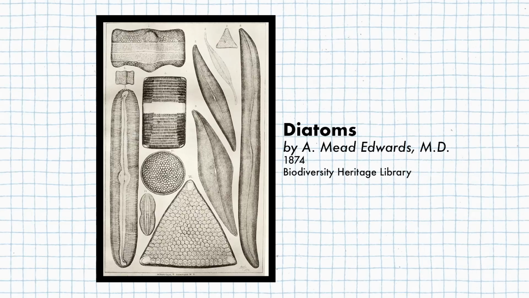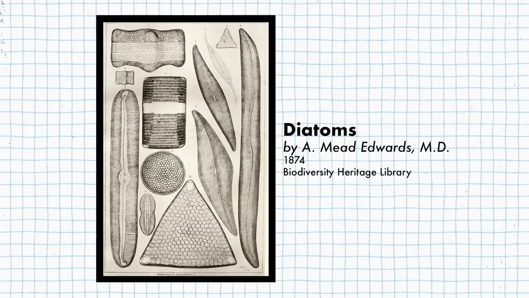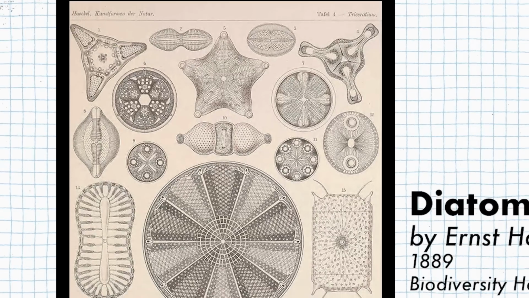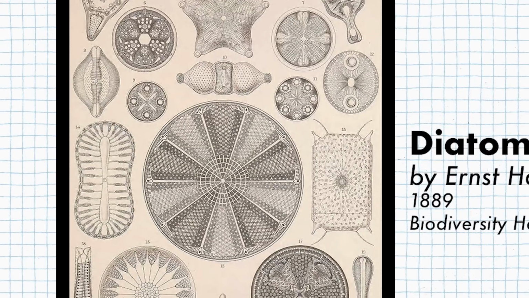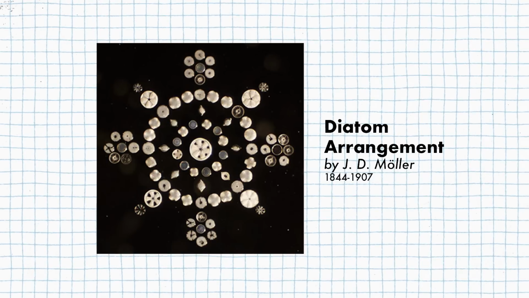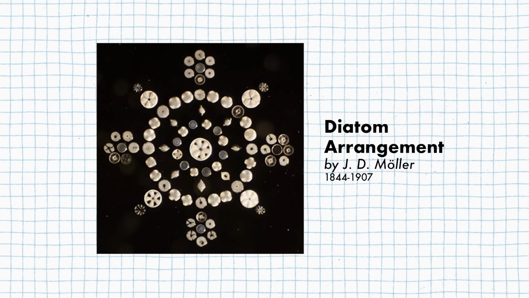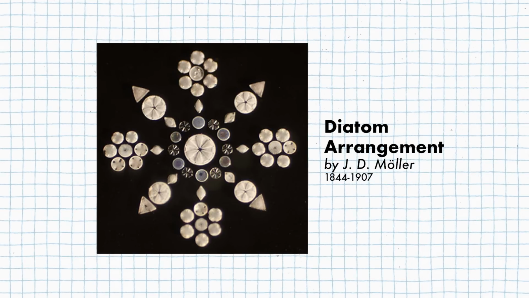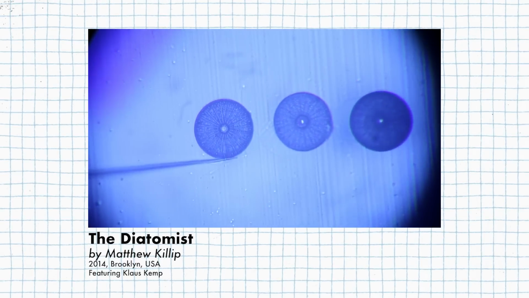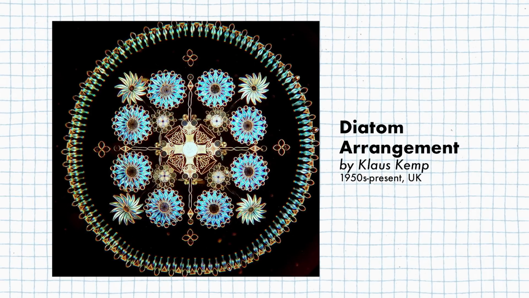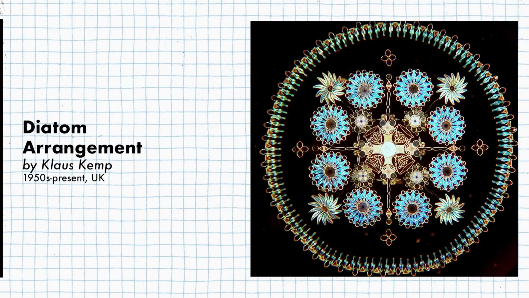Diatoms are also one of those magical things that Victorians glommed onto. They illustrated them in exacting detail. And professional microscopists like J.D. Möller artfully and painstakingly arranged diatoms into orderly, mesmerizing designs. But the Victorian art of diatom arrangement was full of secrecy, and most of the techniques died with their creators. Today, British biologist Klaus Kemp is the only living person still practicing this art form.